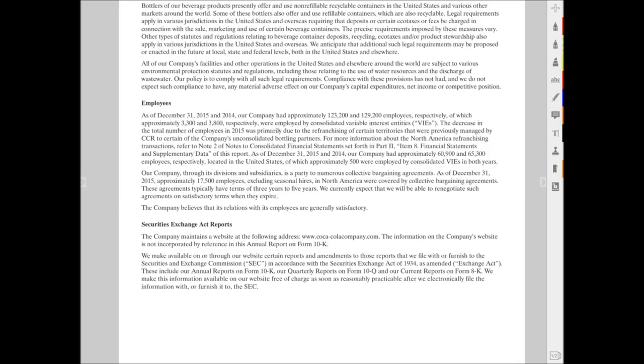Again, if you want to read through, I certainly encourage you to do this. Coke talks about competition and things like that inside the business section. But one section in there on page 10 that I wanted to point out to you was the employee number. And now this is a figure that I typically look for when I'm looking in annual reports.